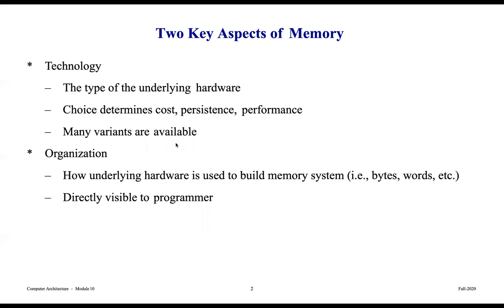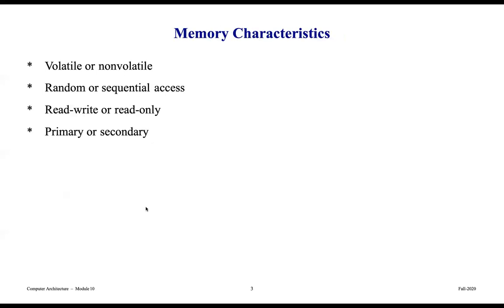There's many variants that are out there, and in terms of organization, we want to be thinking about how the underlying hardware is used to build the memory systems. Thinking in terms of the bytes, the words, etc. So those are some organizational decisions. Is it addressable by 8 bits, 16 bits, 32 bits, and so that's an addressable chunk. And what is the direct visibility that the programmer would see, and all that gets into the types of organization.